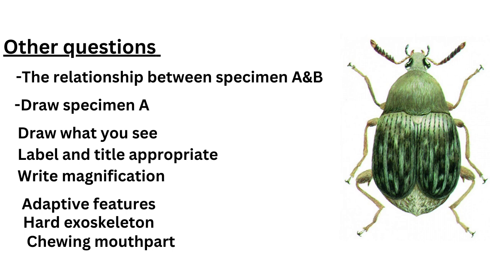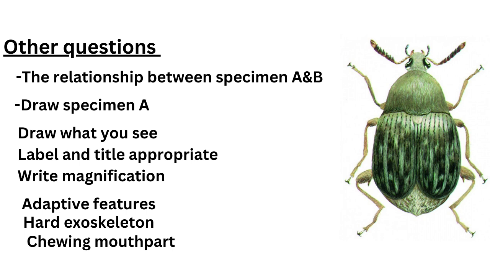And you can also be asked to draw specimen A. In case you are asked to draw specimen A, you should draw what you see. Don't draw what is in your textbook. Don't draw what you can see in this video now. Draw what is before you. Label and title appropriately, very important. When you label, you title appropriately, and you write your magnification.